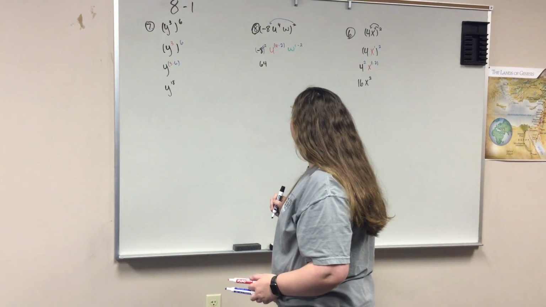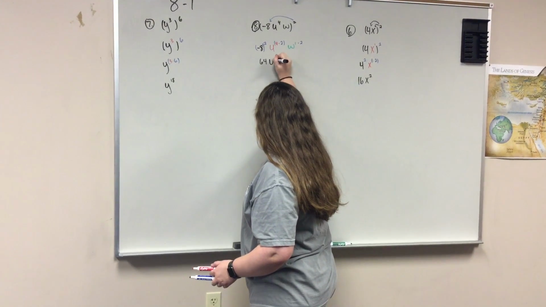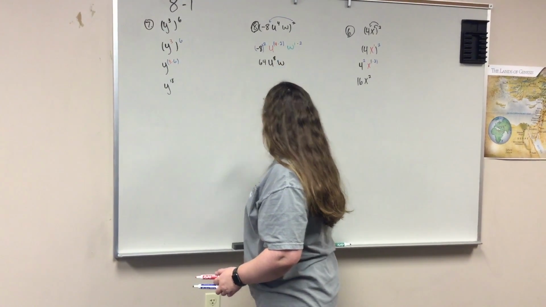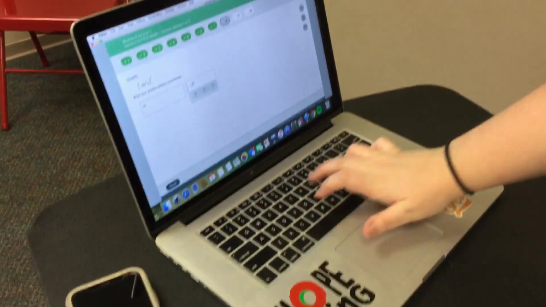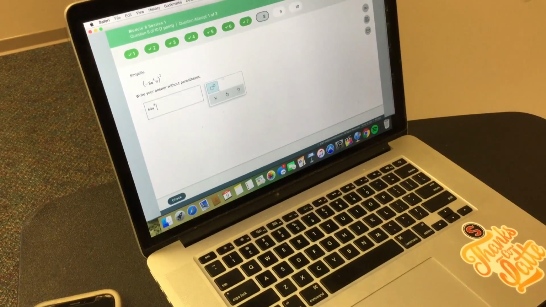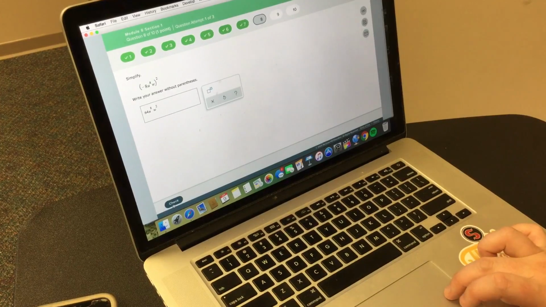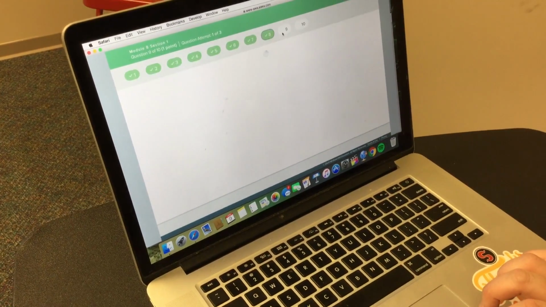And then we have 4 times 2. So we're going to have U. 4 times 2 is 8. And then we have W. 1 times 2. And that's 2. I have 64 U raised to the 8th power times W raised to the 2nd power. Check that. And we'll move to number 9.